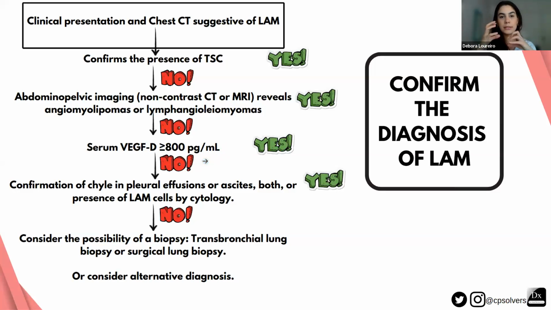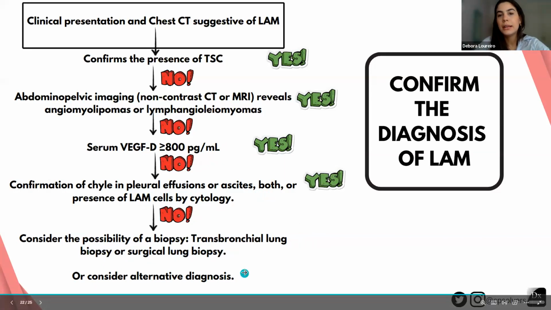If it's not, of course, we go on excluding the LAM diagnosis and then think about other diagnoses that this patient could have. But all of these things that I added are really high yield to help the diagnosis. We can confirm chylous pleural effusion or ascites. We can look for the presence of LAM cells by cytology. And one of the last things we could do is a transbronchial lung biopsy or surgical lung biopsy, or, like I said, check for another diagnosis.